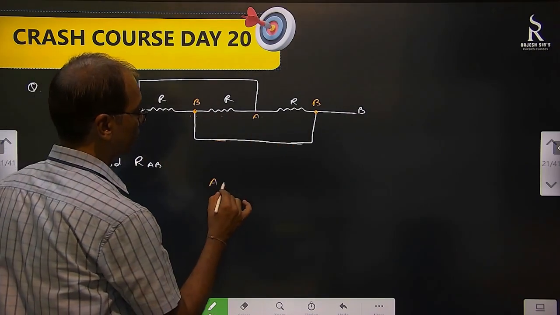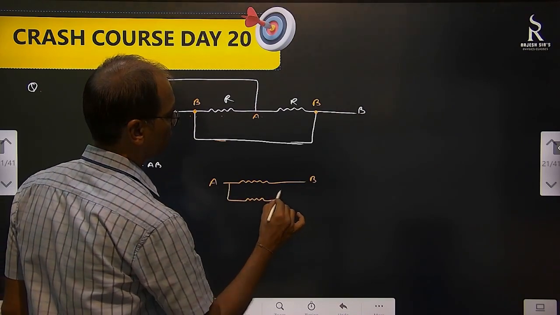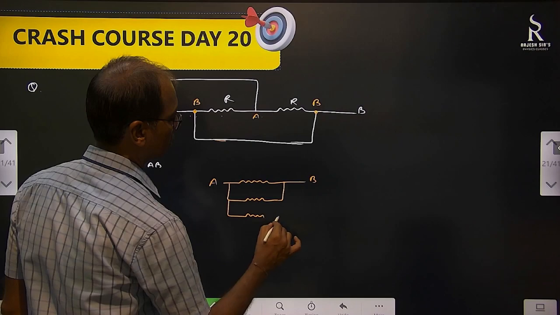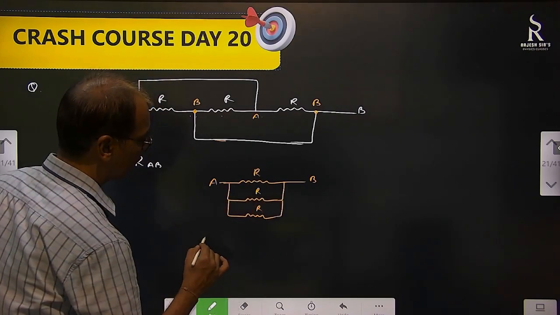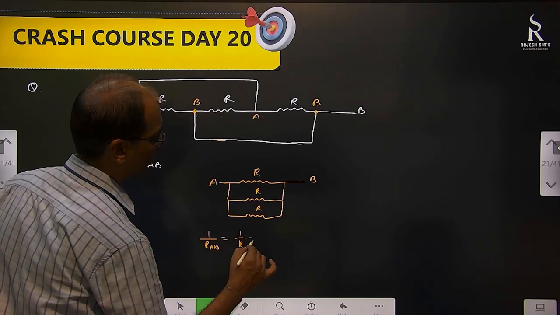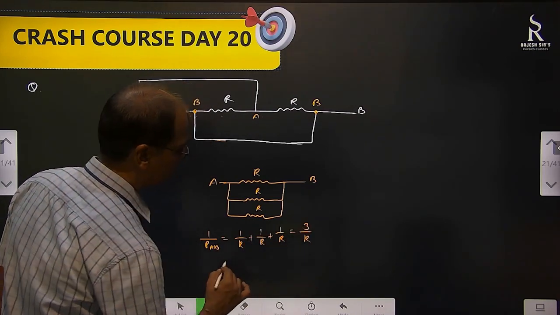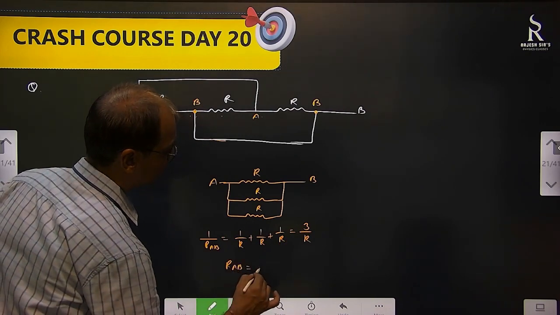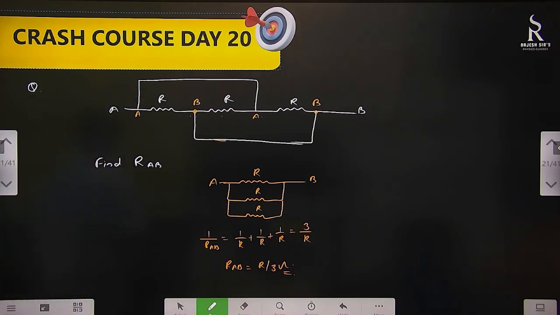If this is A, then I can write this like this. This is B. Then one more and one more, each R. So what can we say? 1 by RAB equal to 1 by R plus 1 by R plus 1 by R. That is 3 by R. So RAB equal to R by 3. Okay. So if there is no resistance given and there is a wire connecting 2 points, then both are at the same potential.